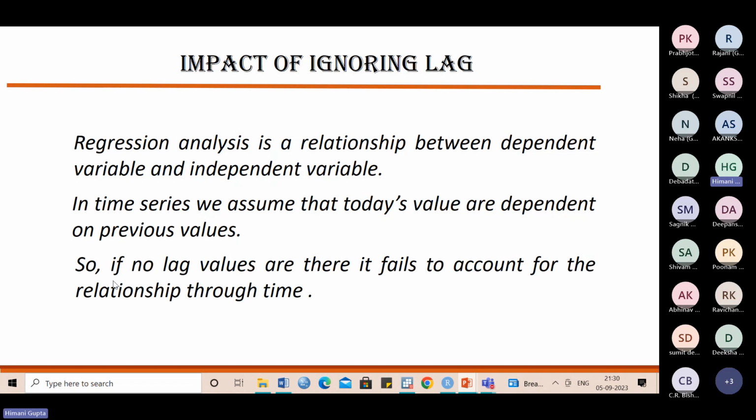If we are not taking any lag values, we fail to account for the relationship through time. What does a time series say? That whatever time we are taking plays some role in the life of a variable. That's why we are predicting the time series: today's value depends on its previous values. That is why it is known as a time series. Otherwise, it would become cross-sectional analysis. If we are not considering time, it will be cross-sectional. So there is some relationship across time, and that's why it's named a time series.